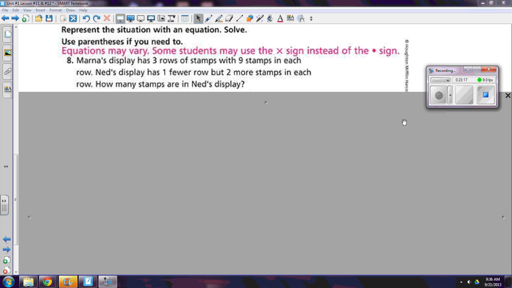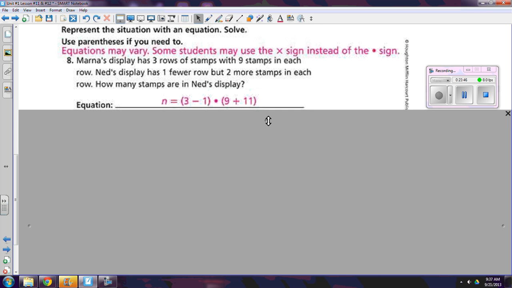So let's take a look at how they're going to write this up. So you've got Marna's display has 3 rows of stamps with 9 stamps in each row. Okay. Ned's display has 1 fewer row, so instead of 3 rows, 1 fewer row, but 2 more stamps in each row. So in those 2 rows that Ned has, he has 2 more stamps in each of those rows. So what is that going to look like as an equation, and what would be the answer?